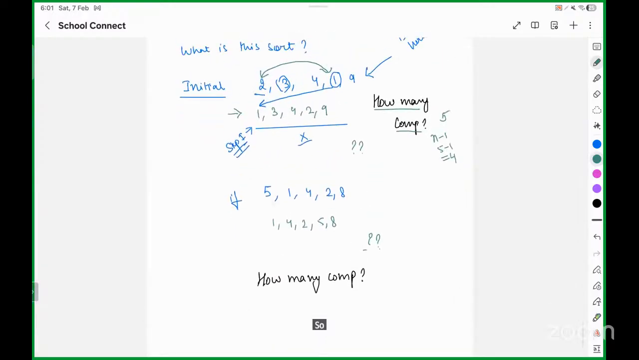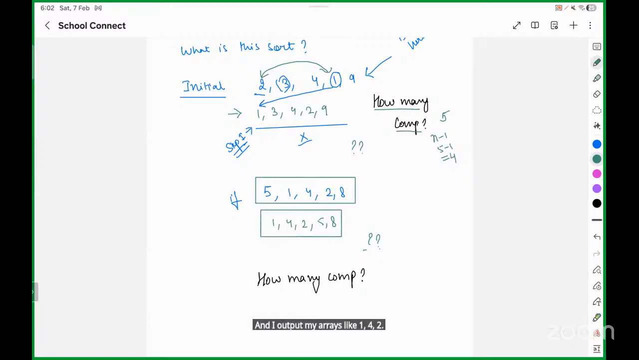So if my initial array is like this, 5, 1, 4, 2, 8, and I output my array like 1, 4, 2, 5, 8, which sort has been applied here? And another thing is how many comparisons it would have done. Is it insertion sort, selection sort, or bubble sort?